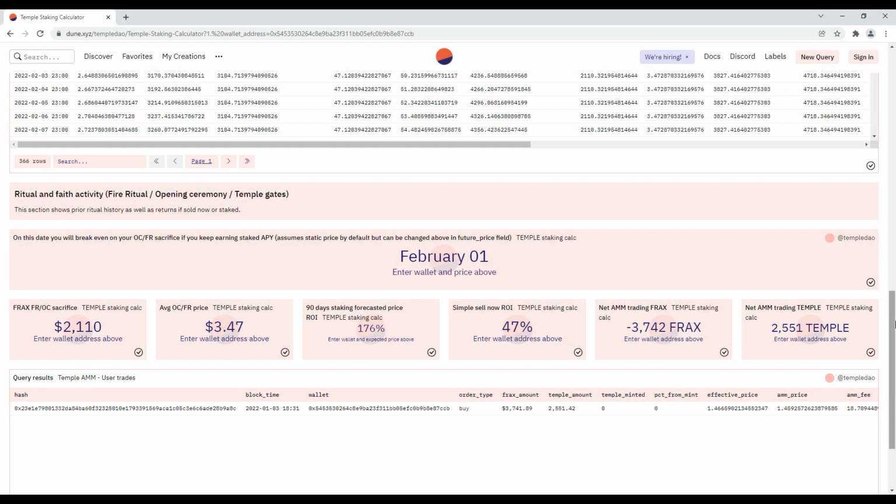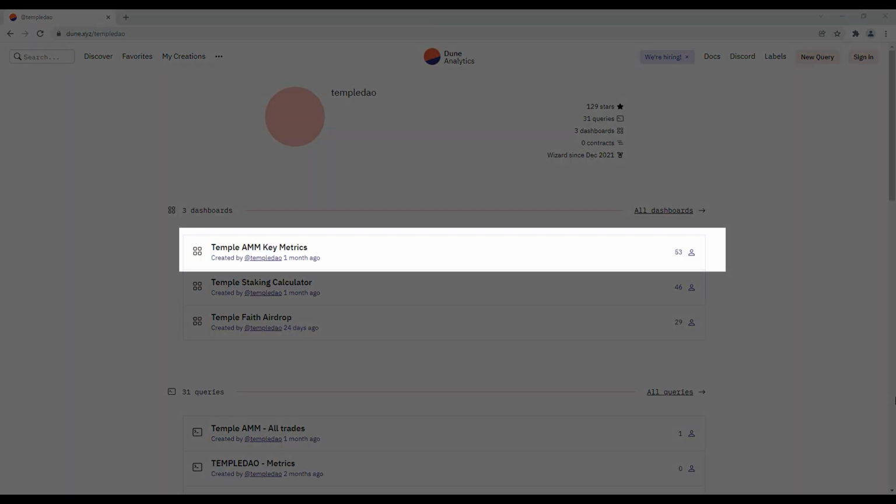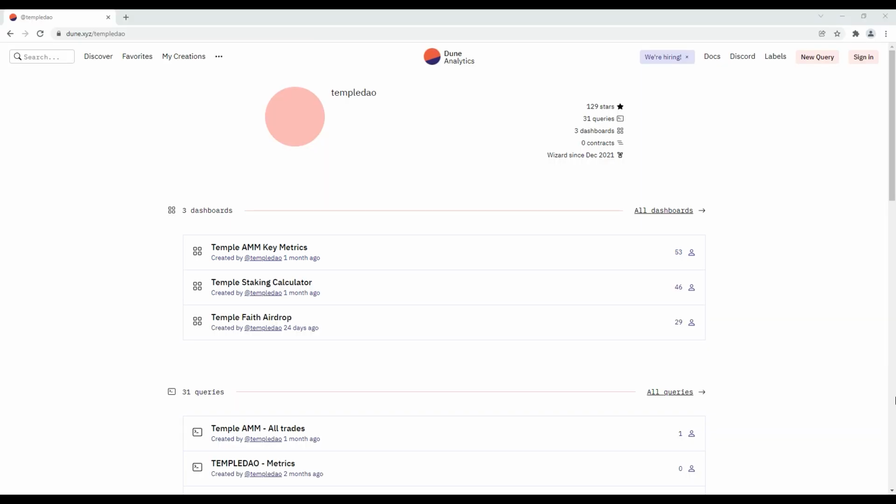That about covers it for the Temple Staking Calculator dashboard. In part 2, we will explore the AMM Key Metrics dashboard. That one will be jam-packed with everything you need to know about the AMM and exit queue, as well as the distribution of treasury funds and tokens.